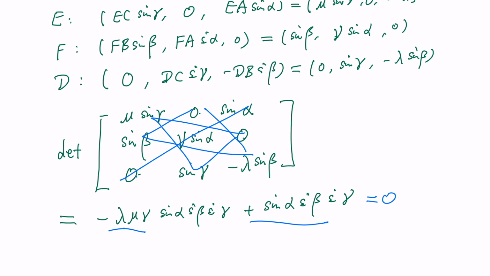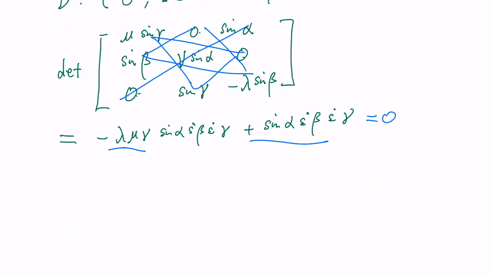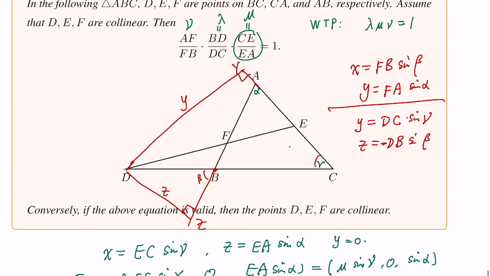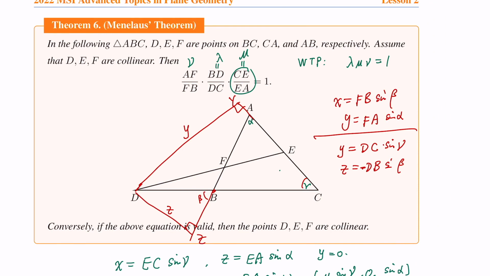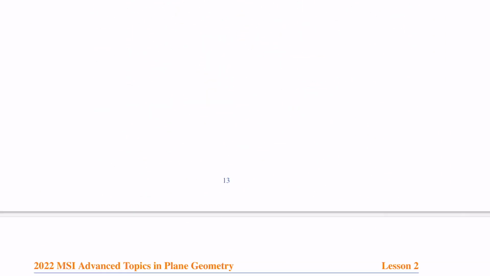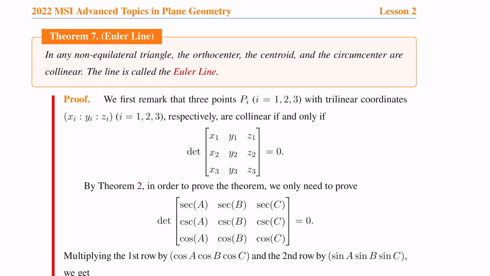Okay, so in a lot of cases, when you want to prove that three points are collinear, then finding their trilinear coordinates will be good. That will be easy to solve the problem. All right, so that's the reproof of the Menelaus theorem. You can reprove the Ceva theorem as well.